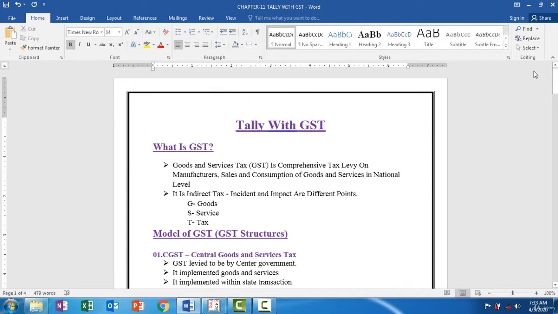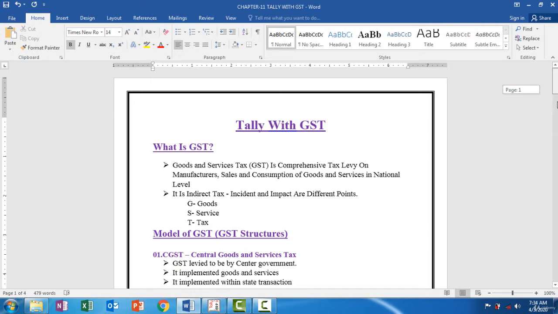So now we are going to look at what GST is. GST means Goods and Service Tax. It's a comprehensive tax levied on manufacture, sales and consumption of goods and services at the national level. Simply we can say, one nation, one tax, right? It is an indirect tax, which means that incident and impact are at different points. If you look at GST, G means goods, S means service, T means tax. So simply we can say Goods and Service Tax.